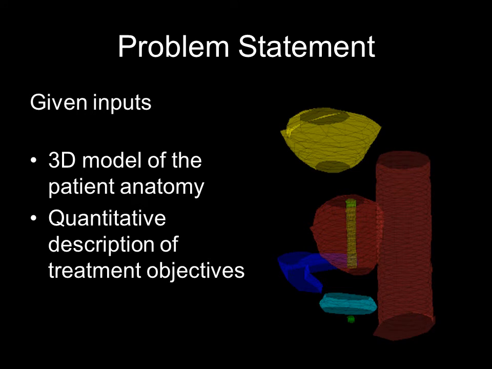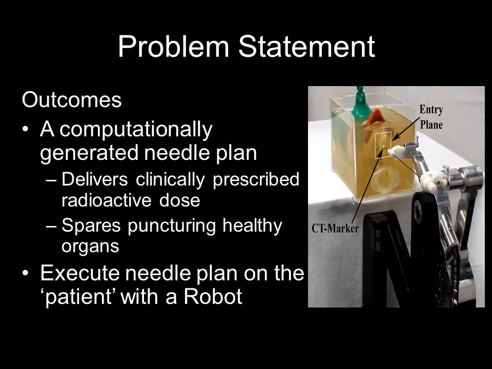We are given a patient to start with. We would need to generate a 3D model of the patient using a CT or an MRI scan. And we are also given the quantitative description of the prescription from the clinician after dose planning. We would now need to compute a needle configuration for the given anatomy. This configuration should meet clinical dose objectives upon implant and also avoid puncturing healthy structures.